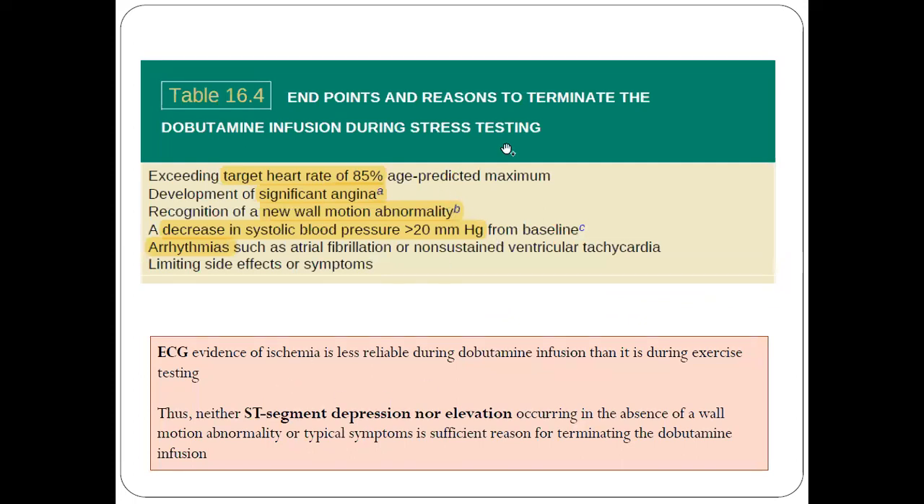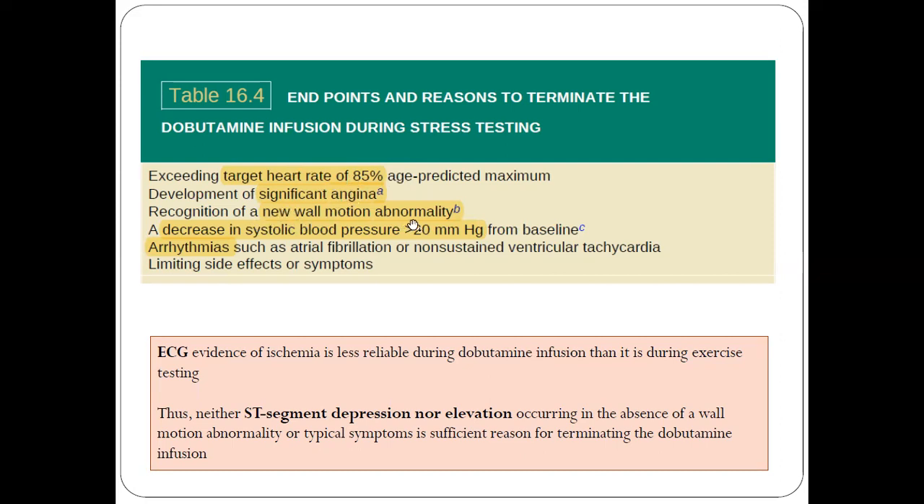What are the endpoints and reasons to terminate the dobutamine infusion during a stress test? So you're doing stress testing now, what are the endpoints when you should stop the infusion? If the patient has reached the target heart rate of 85% with no significant changes, then the patient has reached the endpoint, and you should stop the dobutamine infusion. If the patient develops significant or classical angina during the dobutamine, you should stop the test. That itself denotes that the test is positive.